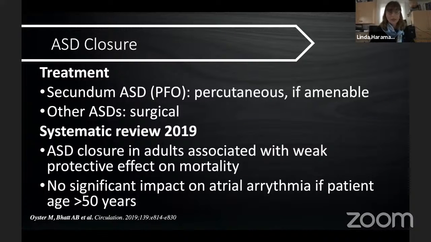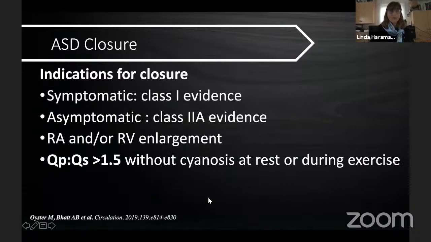ASD closure in adults in a systematic review in 2019 showed a weak protective effect on mortality. So it's not a no-brainer to close an ASD in adults. Weak protective effect on mortality and no significant impact on atrial arrhythmia if the patients are older than 50. But still, there are indications for closure. If there are symptoms, that's considered class 1 evidence.